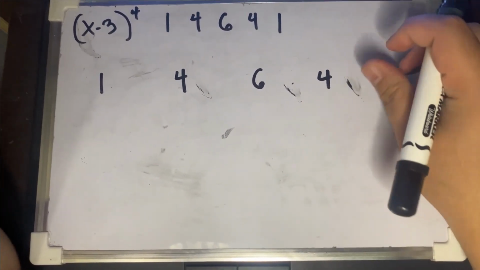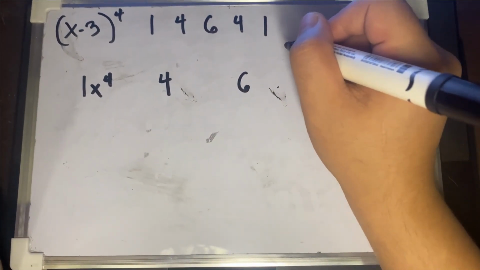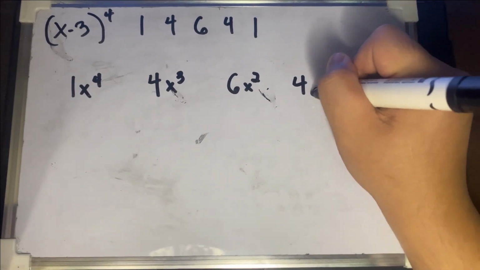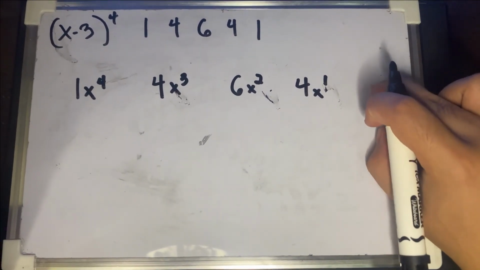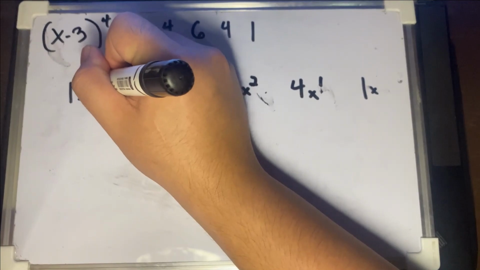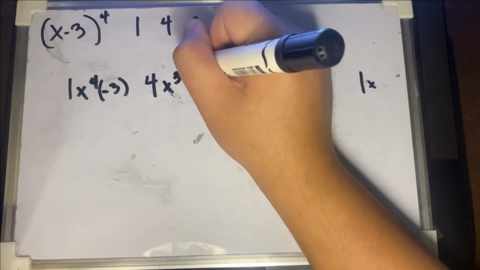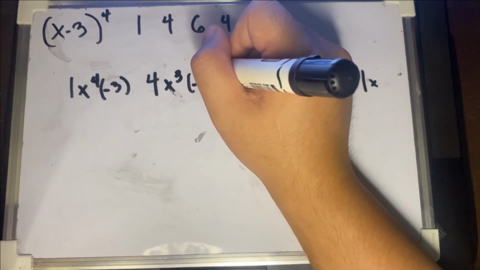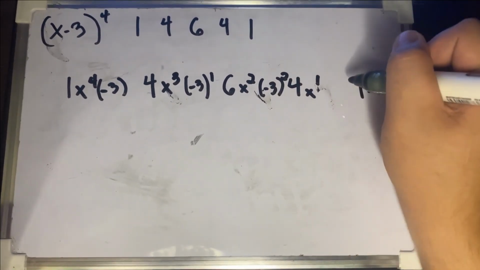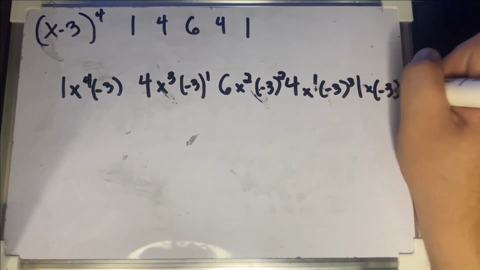Six, then 4. Okay, first put x raised to 4, x raised to 3, x raised to 2, x raised to 1 or x, then x. There you go. Then I'm gonna put negative 3, next is negative 3 raised to 1, then negative 3 raised to 2, negative 3 raised to 3, and negative 3 raised to 4.